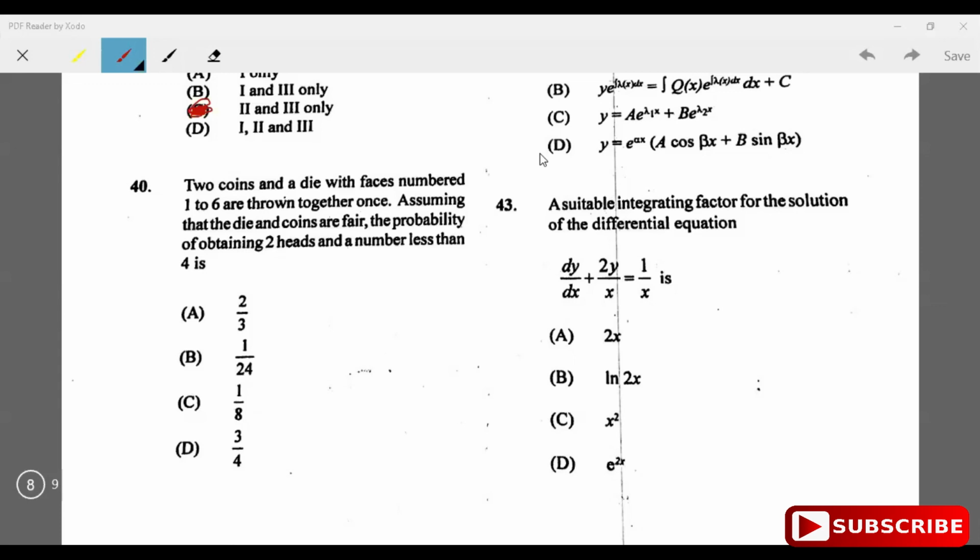Two coins and a die with faces numbered 1 to 6 are thrown together once. Assuming that the die and coins are fair, the probability of obtaining two heads and a number less than 4. It'll be the probability of h times h times n, which is less than 4.